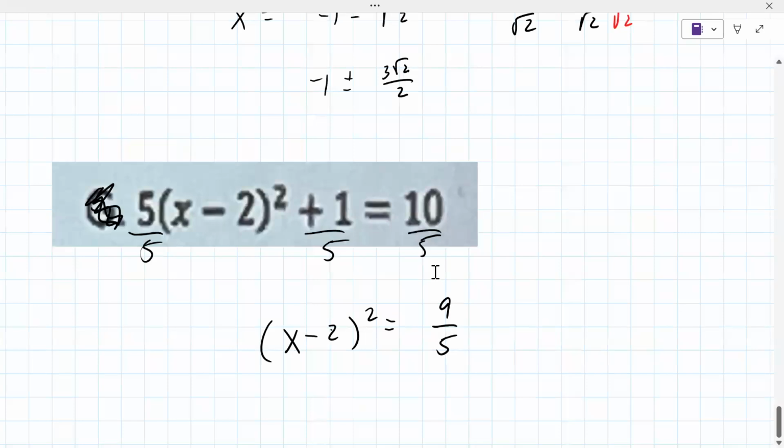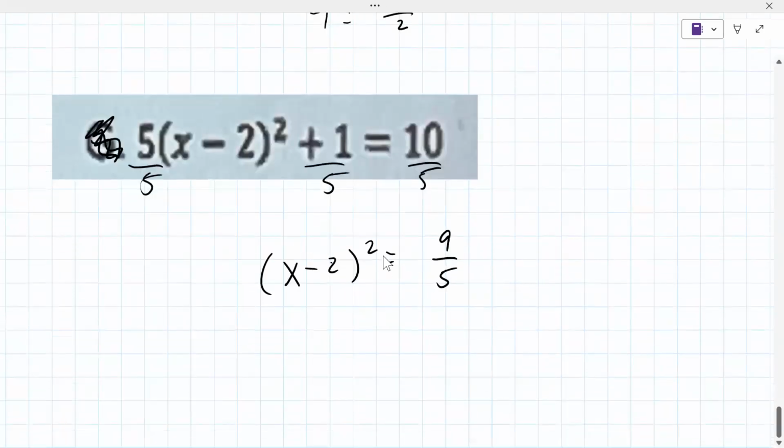So x minus 2 squared was 9/5. Square root, x minus 2 equals.